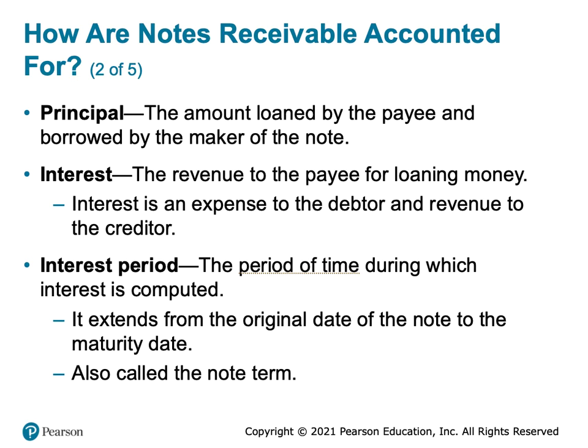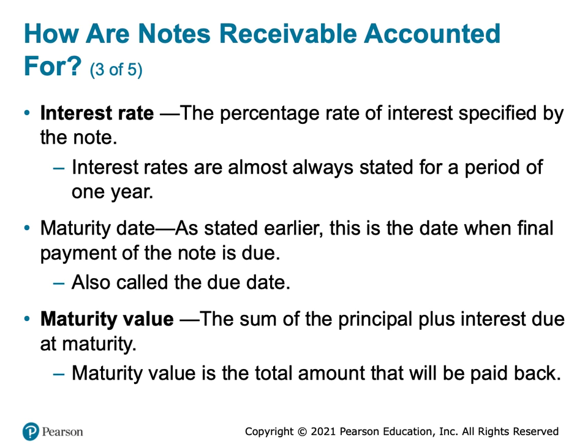The interest period is the amount of time during which interest will be computed. So it goes from the original date of the note to the maturity date, and sometimes it's referred to as a note term. The interest rate is the percentage rate of interest that is specified on the note, and so it's almost always stated for a period of 1 year, and is how we'll calculate the interest revenue.